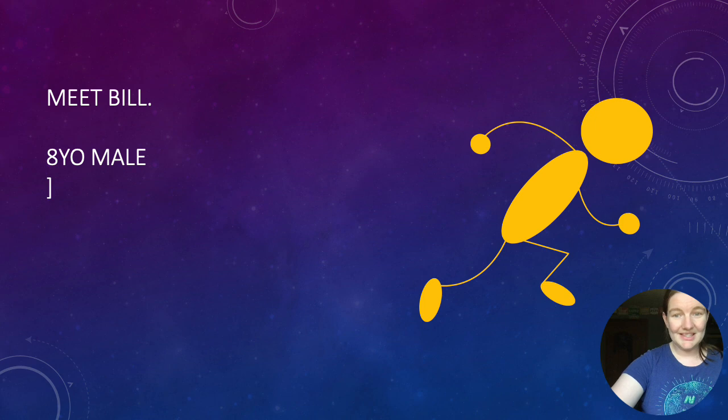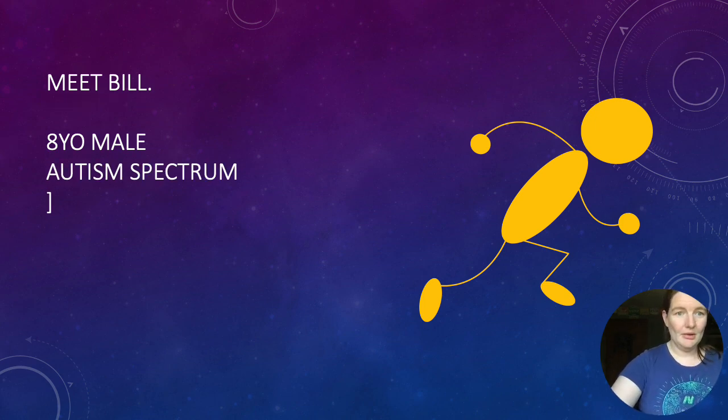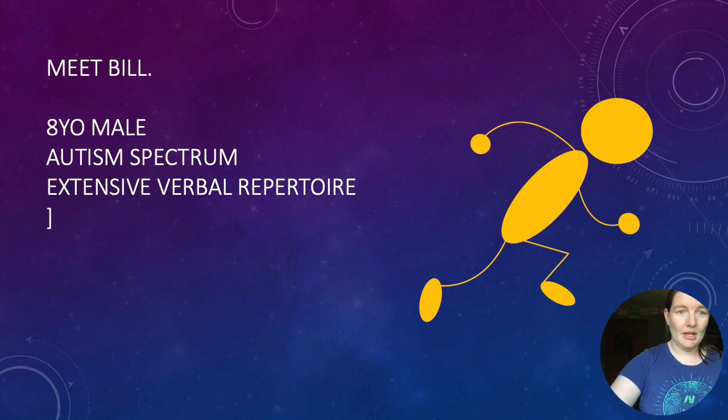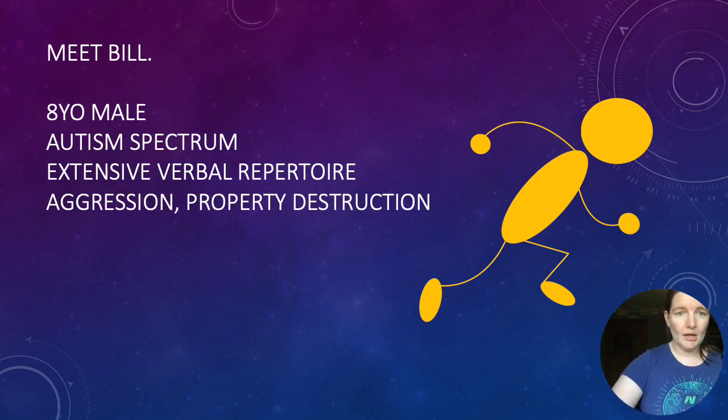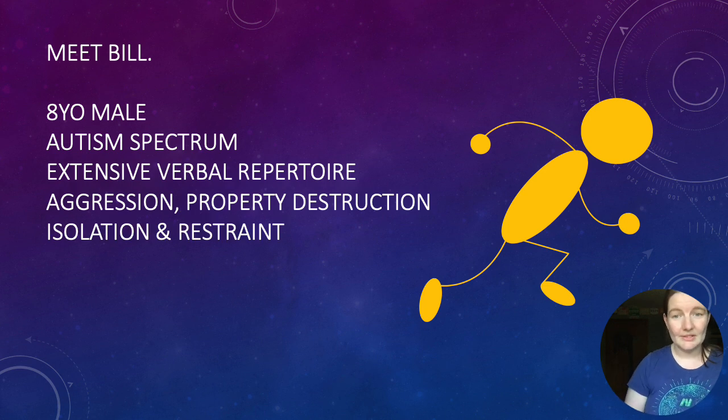All right, next let's talk about Bill. Bill is a separate student. He's an 8-year-old male with autism spectrum disorder and an extensive verbal repertoire. His vocabulary far exceeds most children his age. However, he does engage in aggression and property destruction, and for that reason has been generally kept out of his general education classroom, which is a problem. This is not a child who belongs in life skills.